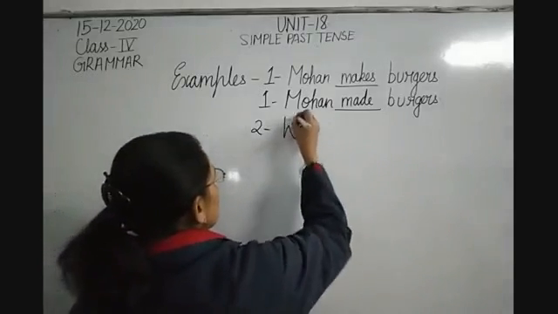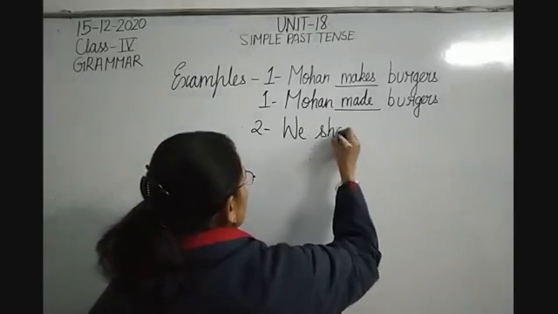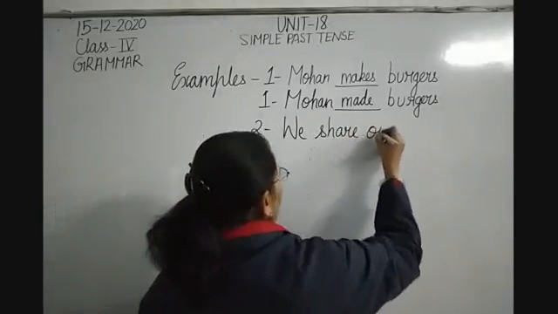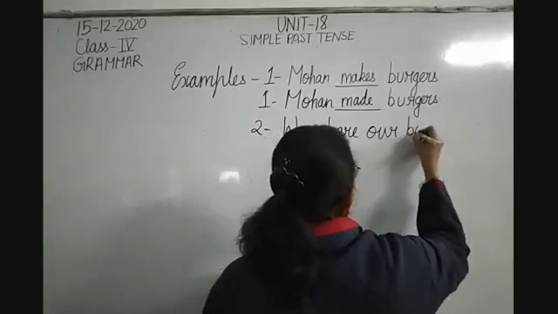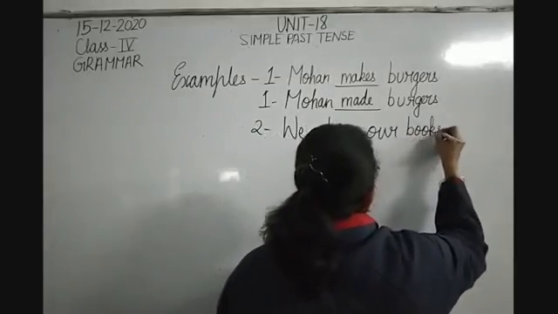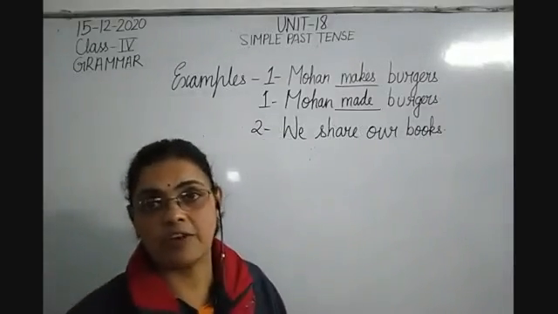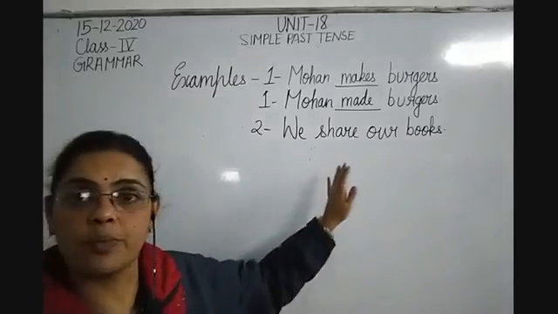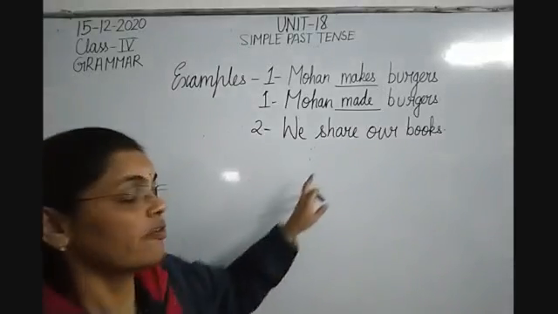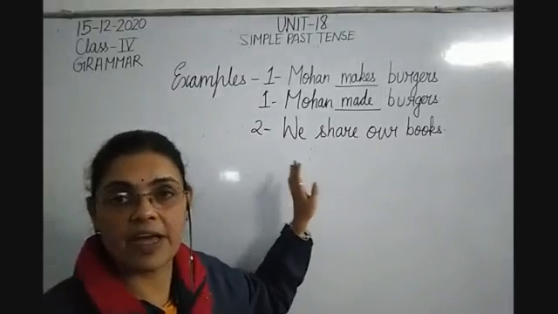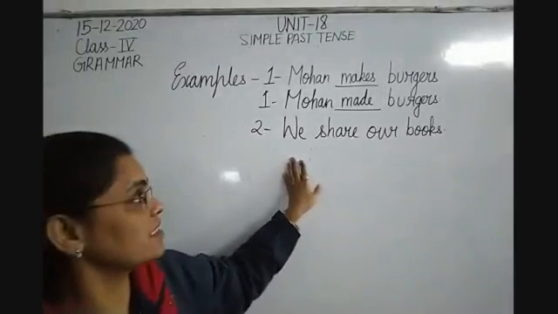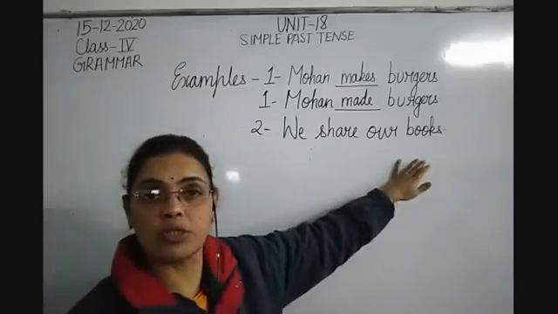Now the second example is: we share our books. Now, suppose this is the sentence and you have been asked to change this sentence into simple past tense. So what you are going to do? First of all, you will identify and underline the verb in this sentence. So beta, we share our books.